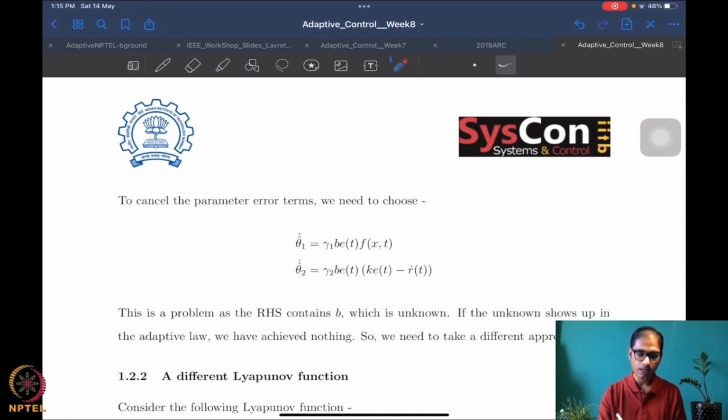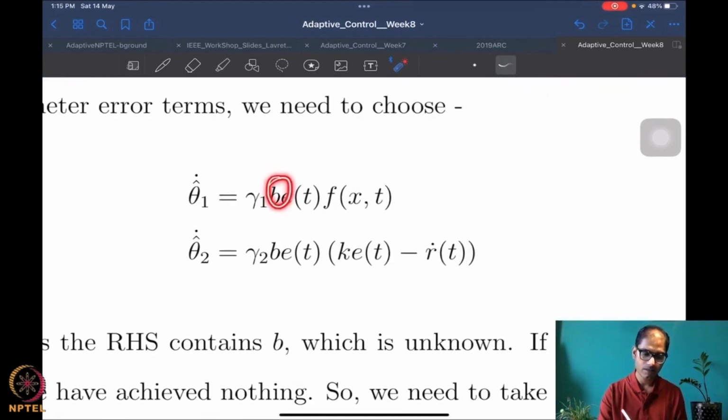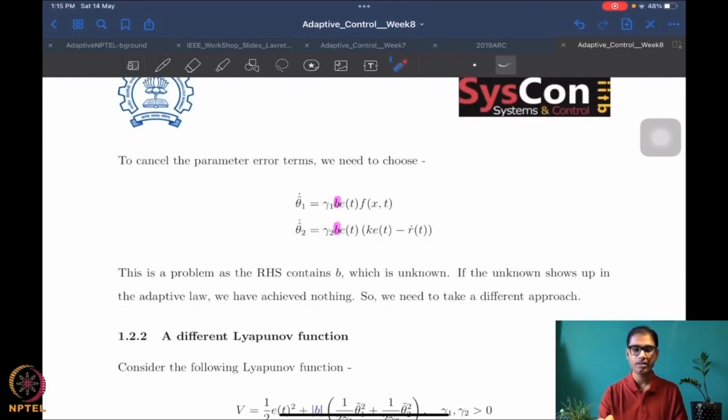Everything looks nice except the B here. This B here is bad. This B here is a problem term. Why? B is in fact an unknown. And theta 1 hat and theta 2 hat are essentially being designed and defined so that we can identify this B, right? And so if we still have an update law, I notice that this theta 1 and theta 2 appear in the control.